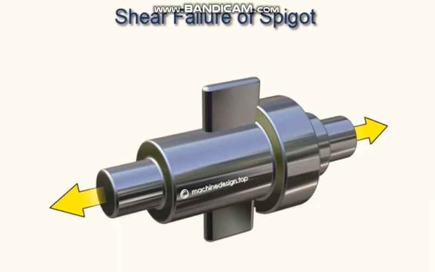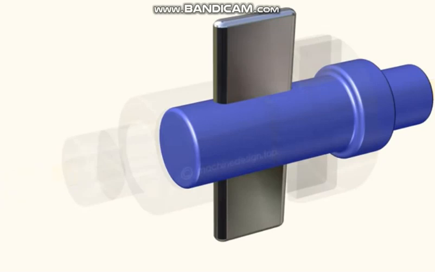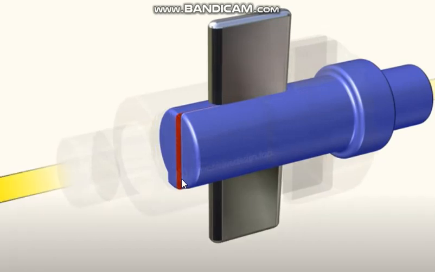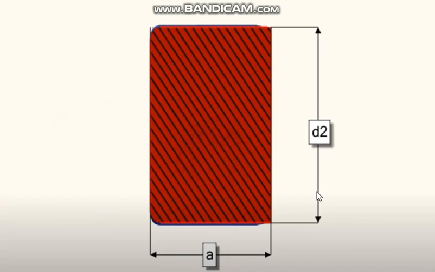Now failure of the spigot, let us see. Spigot we have seen in yesterday's lecture, how spigots are failing. This is the spigot. Now it may fail here in shear, like this piece has fallen. In our notation this was d1, but here they have taken it as d2, and this is a. So what will be the area? The area will be d2 into a and double shear. That means on either side it should fail. That is 2 times a into d2. That will be the area.